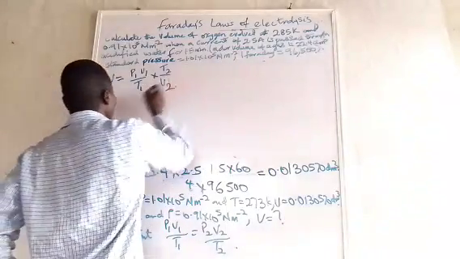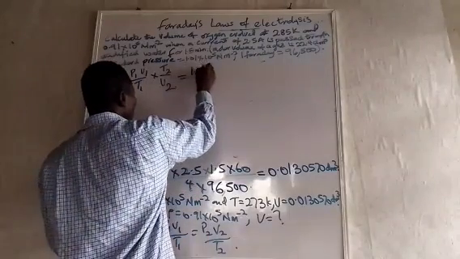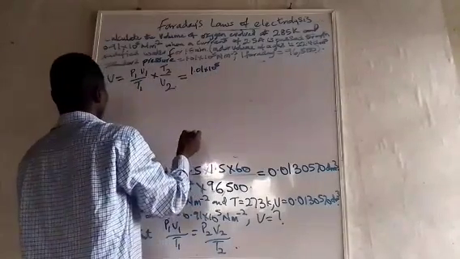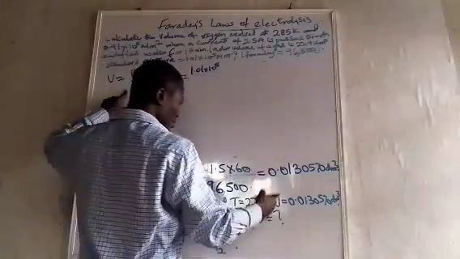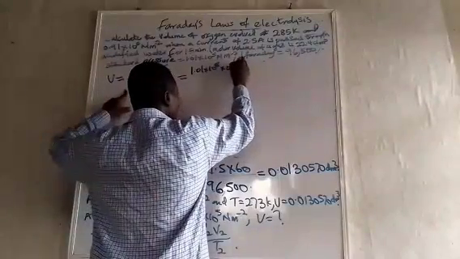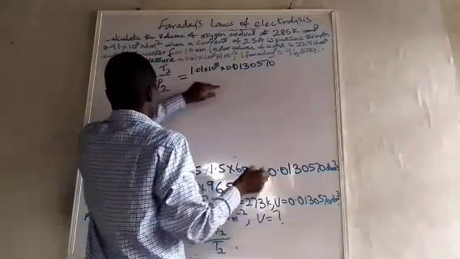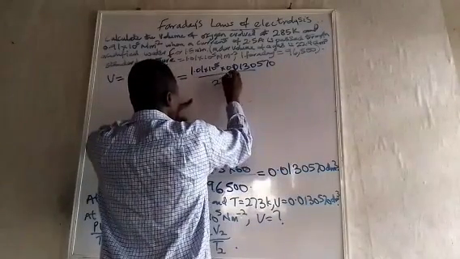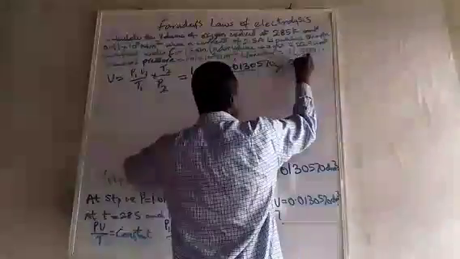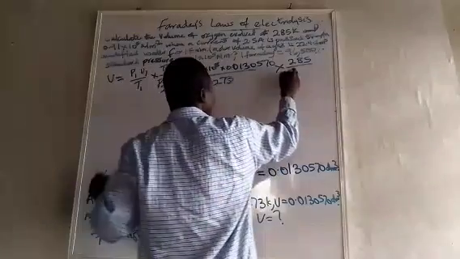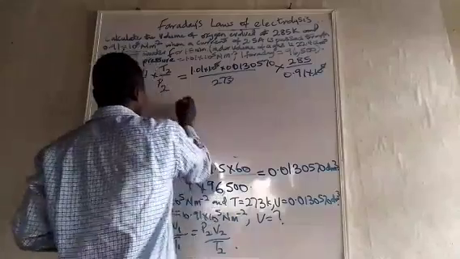So, what is our P1? 1.01 times 10 to the power 5. No, this one is P2. What is our V1? 0.0130570. What's our T1? 273. What's our T2? 285. What's our P2? 0.91 times 10 to the power 5. So this one we can cancel this. We can now work it out using the calculator.